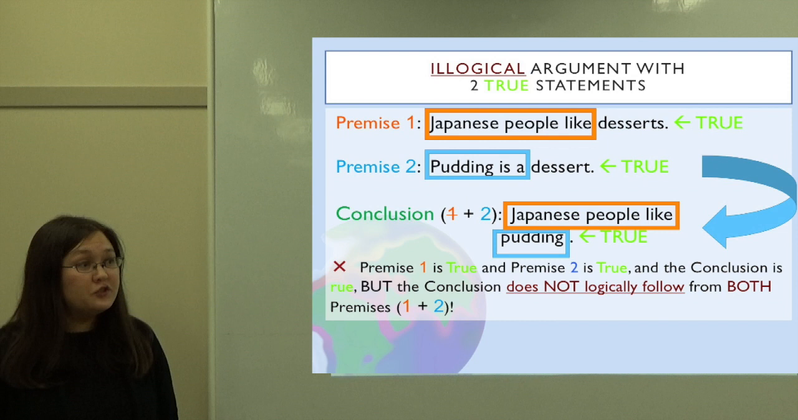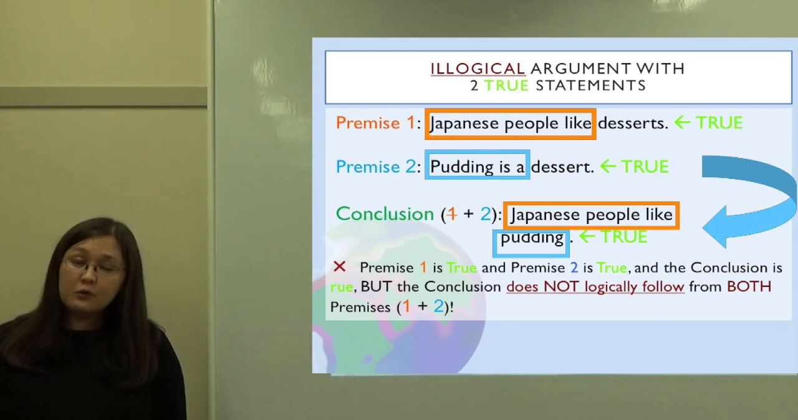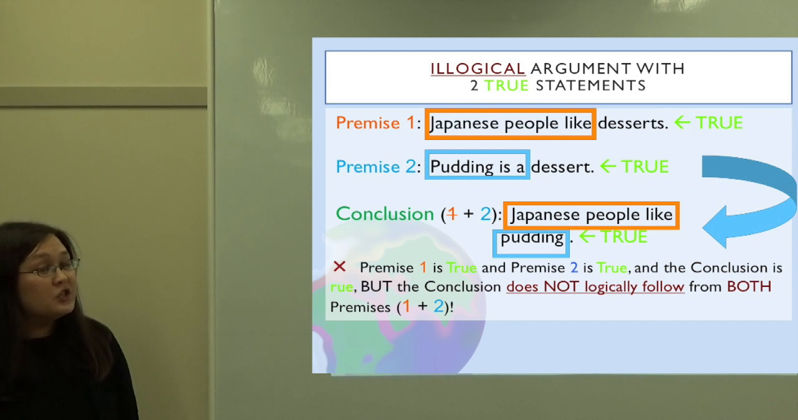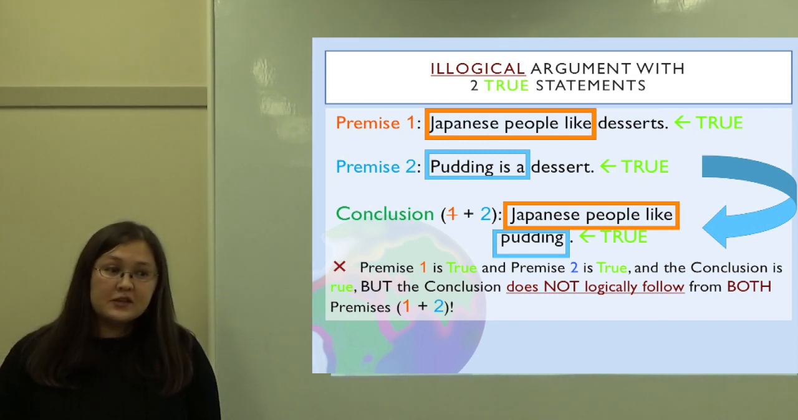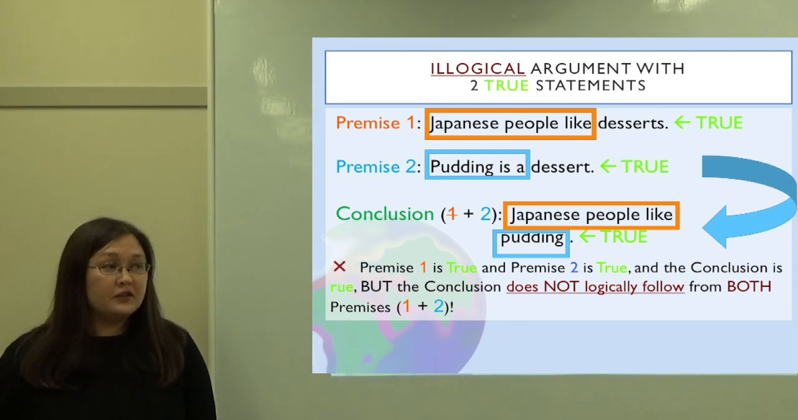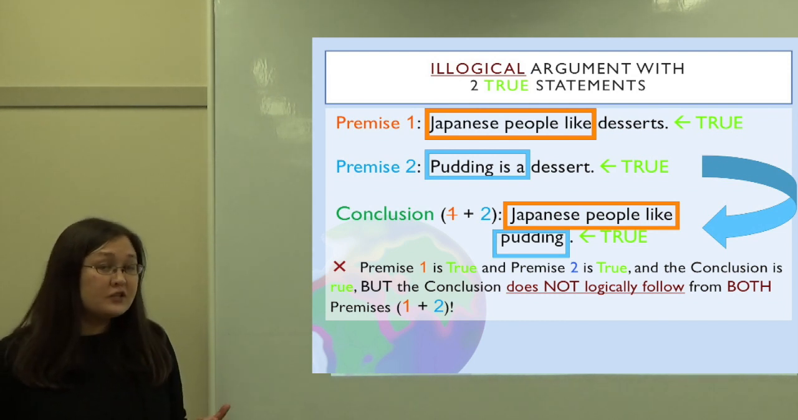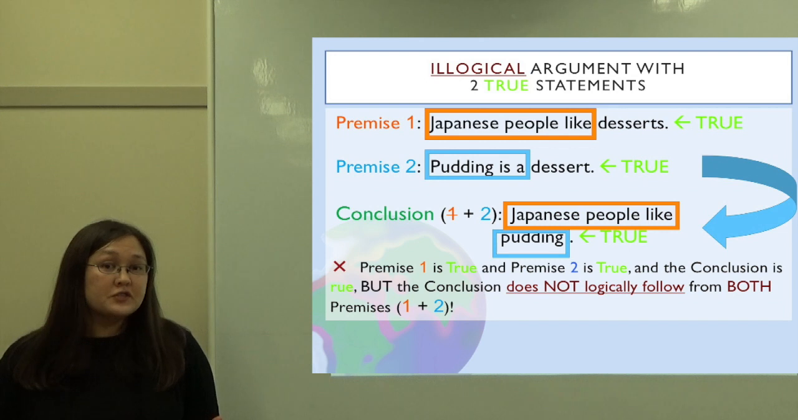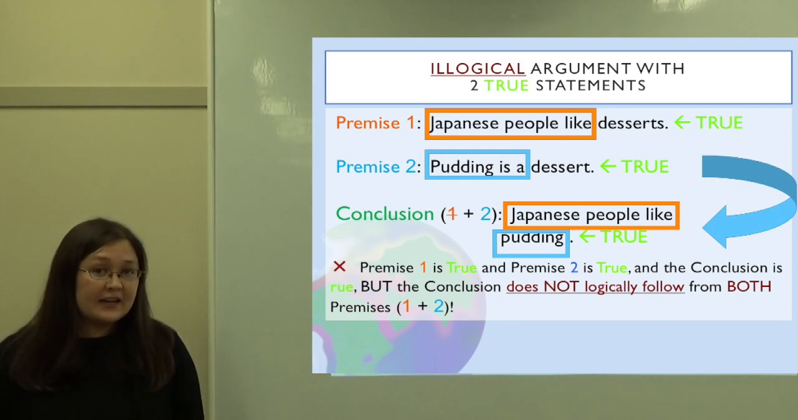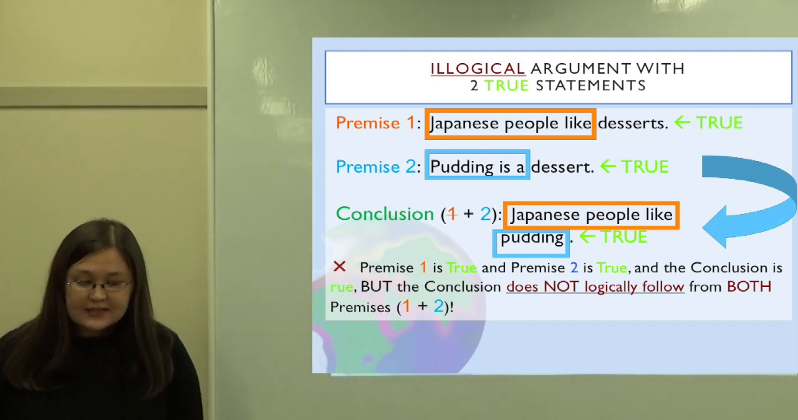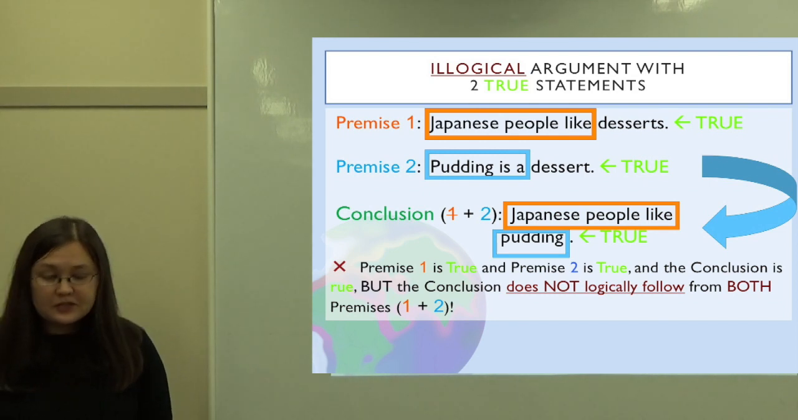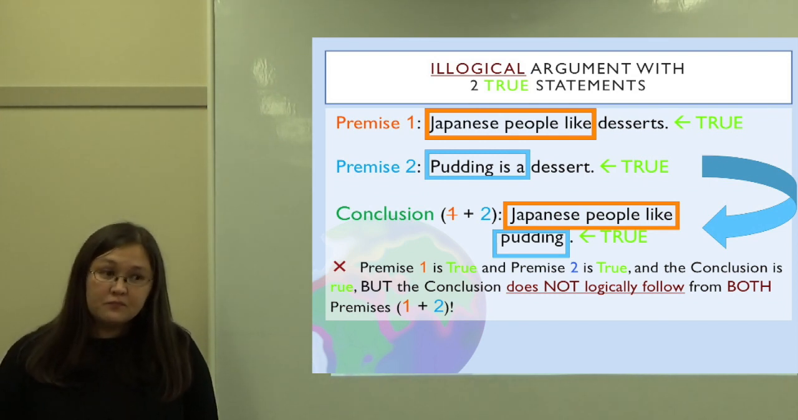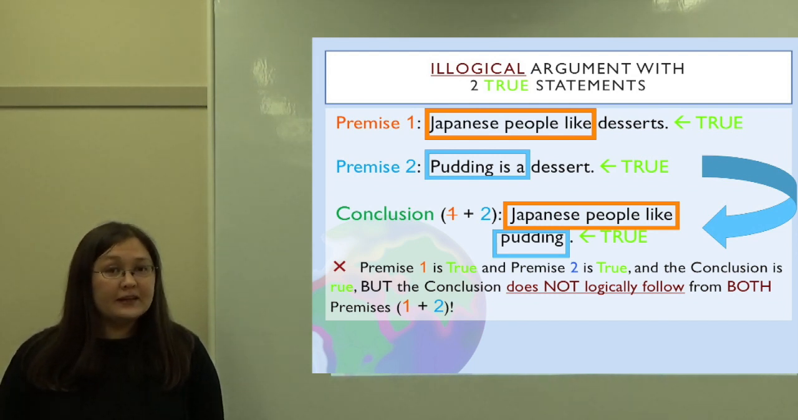If we do a survey, a questionnaire, we can ask Japanese people if they like desserts. We can check the sales records of desserts that are sold in convenience stores or sold in restaurants or sold in the market, the ingredients for making desserts at home. We can check this data in the real world. So let's say this is true. Japanese people like desserts. And premise 2, pudding is a dessert. That is true. We can verify it in the real world.